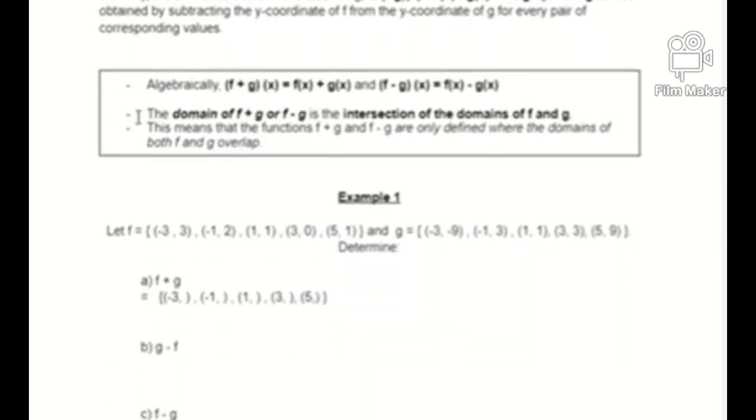So, for the first example, we want to determine f plus g. So basically what you have to do here is find the matching x coordinate. So in this case it would be -3 over here and -3 here. And what you want to do is add or subtract the y coordinate here. So in this case it would be 3 plus -9, which is -6. So we found the y coordinate here. For the next one, -1, it would be 2 plus 3, which is 5. And then you want to keep doing this. Here would be 1 plus 1, which is 2.